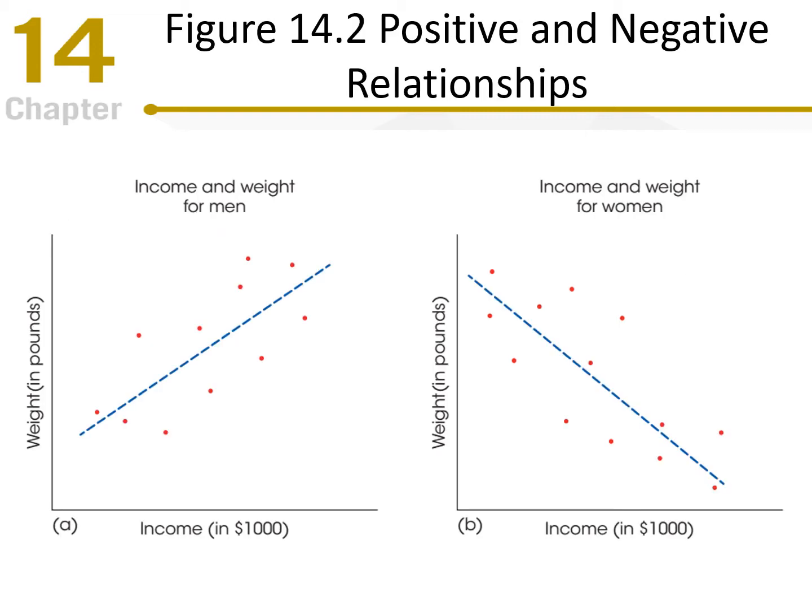And that's shown here in this slide, a positive correlation between income and weight for men. So as income goes up, weight goes up. But if you see for women, it's the opposite. It's a negative correlation in women. As income goes up, weight goes down. So you see for men, there's a positive correlation. For women, there's a negative correlation.